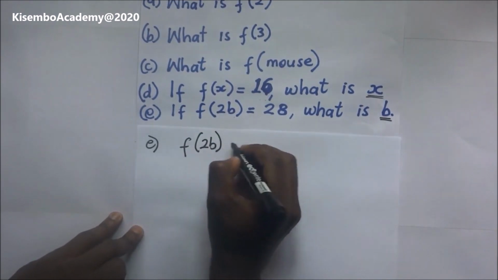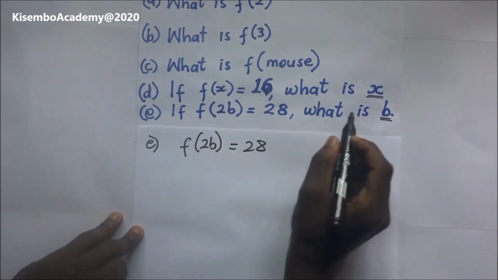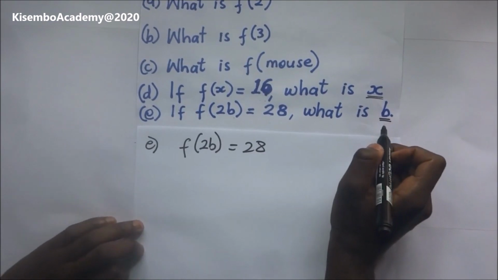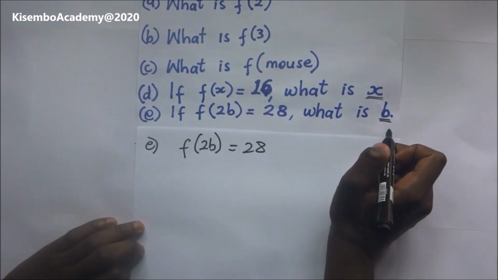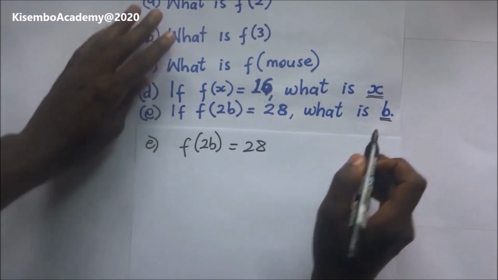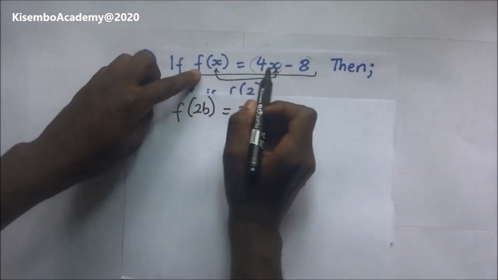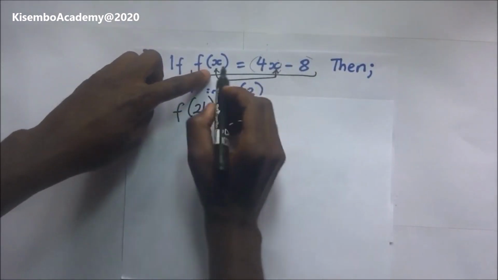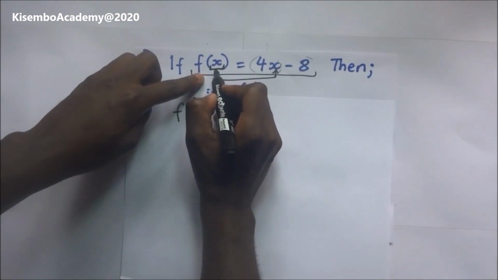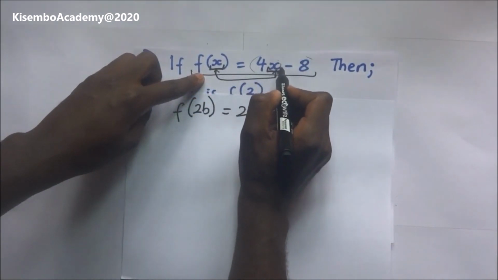Part E, we are being told that if the function whereby the value of x is 2b is going to be equal to 28, what is the value of b? So we go ahead and find the value of b. Now remember our function up here is f of x is equal to 4x minus 8. It means that whatever is in the brackets is what is supposed to be put here.